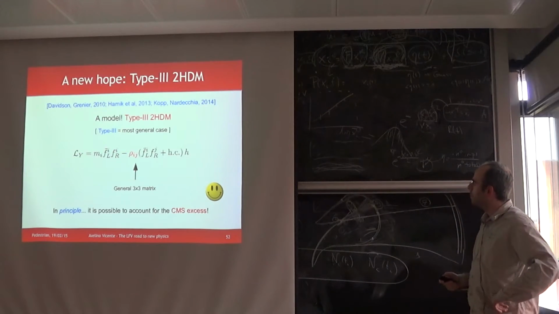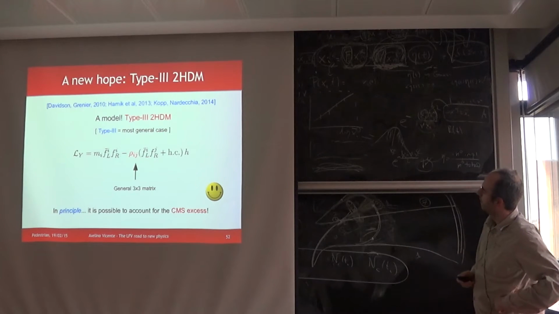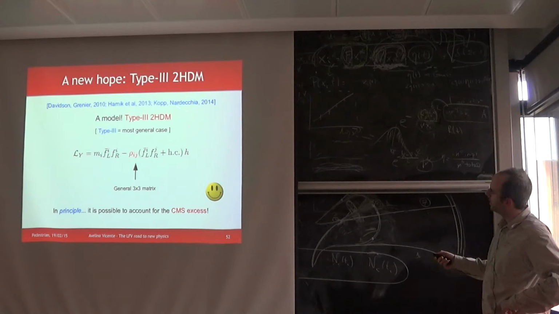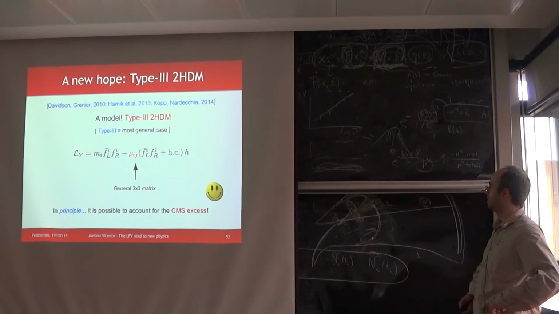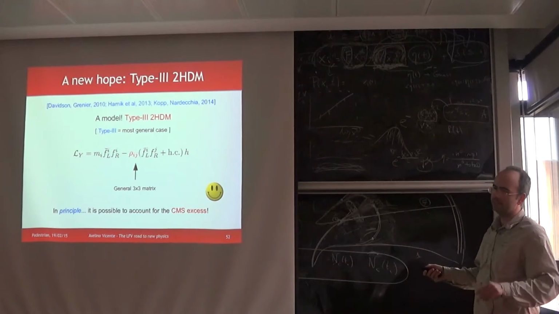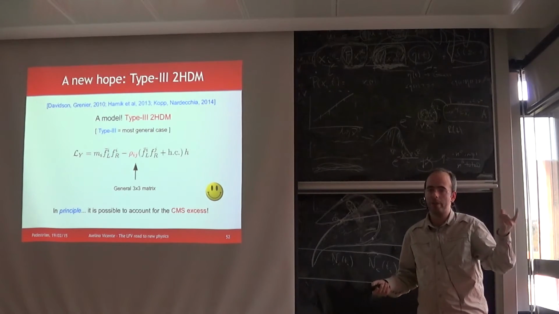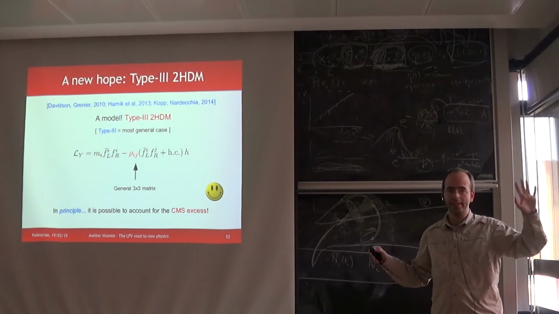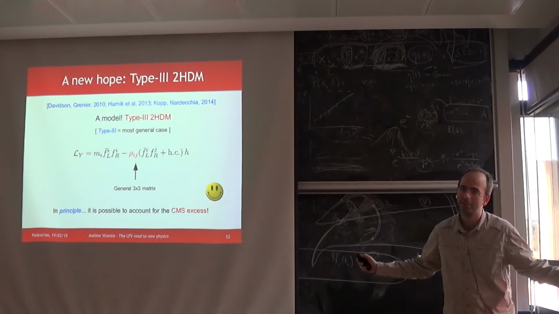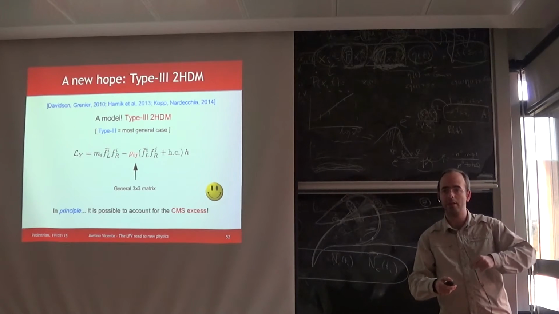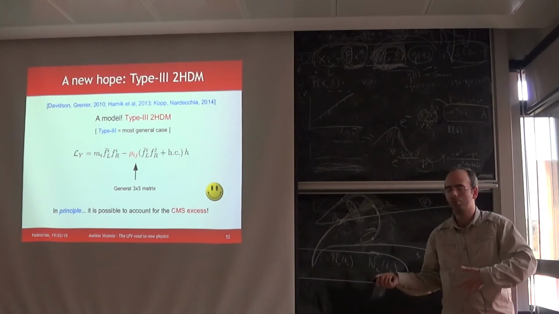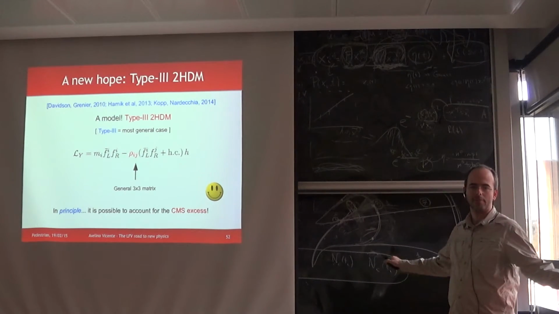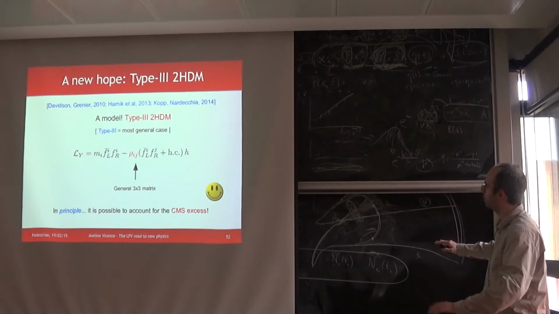However, some people pointed out that in fact there might be a model where this is possible. And this was the type 3 2 Higgs doublet model. So 2 Higgs doublet model is just the standard model where you have 2 Higgs doublets instead of 1, nothing else. And type 3 means that you allow the 2 Higgses to couple to everything. There are versions of the 2 Higgs doublet model where you allow 1 Higgs to couple to quarks, the other to leptons, and you can make different combinations. The type 3 is everything couples to everything, so total freedom.